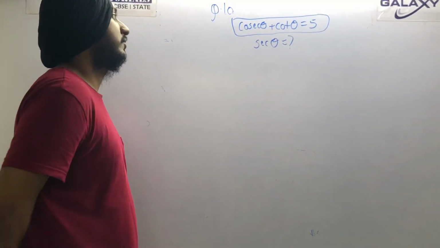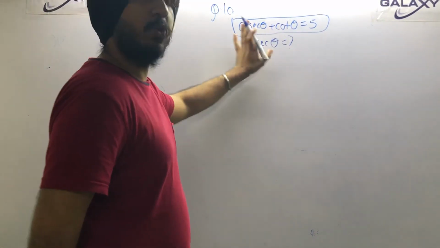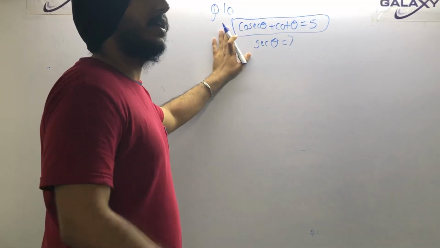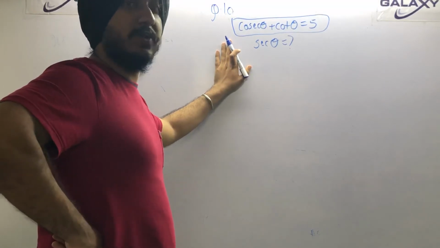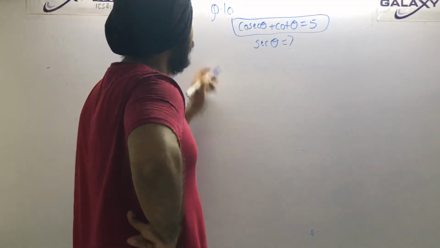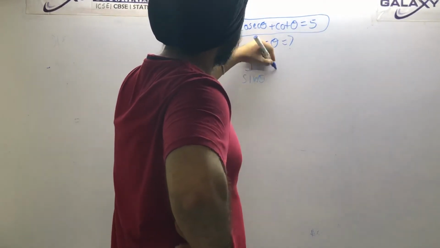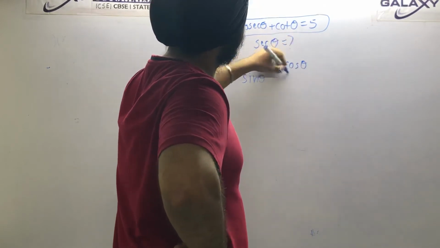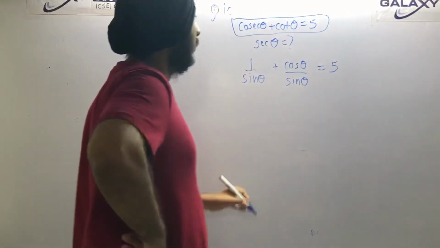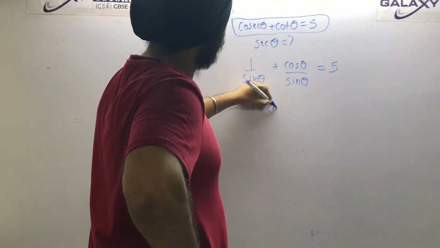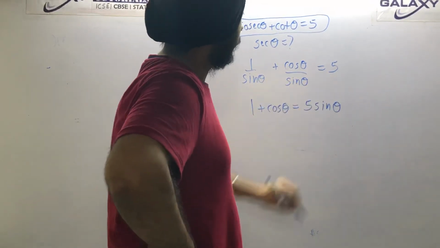Okay, so see, there are two ways to proceed in this question. Either you can convert this whole expression into sine and cos form. Then you will get an equation in form of sine and cos, and you will find cos from that equation. So we will look at that method only. See, 1 upon sine theta plus, right, so 1 plus cos theta is equal to 5 sin theta.